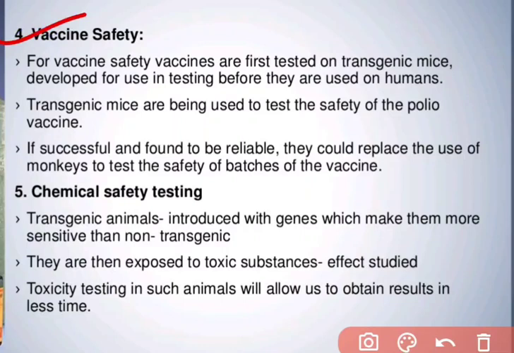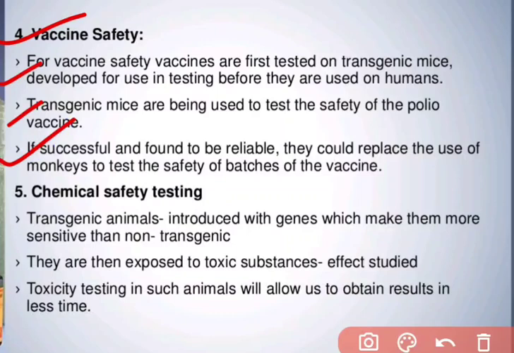Now for vaccine safety, vaccines are first tested on transgenic mice developed for use in testing before they are used on humans. Before they are given to humans, first they have to be tested on which one? Transgenic animals. Transgenic mice are being used to test the safety of the polio vaccine. Polio vaccine was first given to transgenic mice to find out its safety and how it will be controlled.